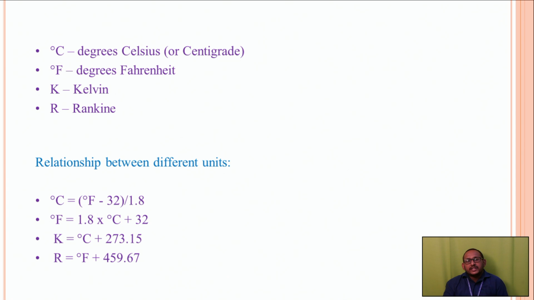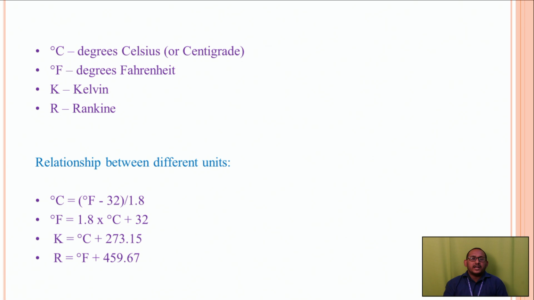Then comes the Kelvin. Here we are going to convert degree Celsius to Kelvin. The formula is K, that is the Kelvin, is equal to degree Celsius plus 273.15. This is the formula for the conversion of Celsius to Kelvin.